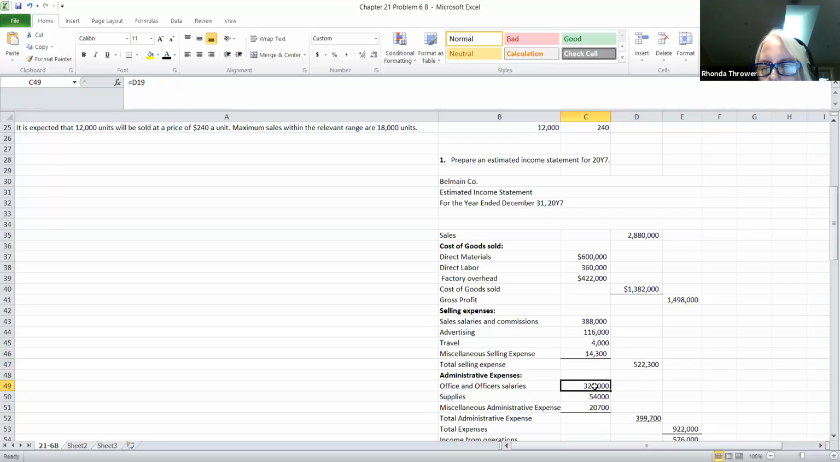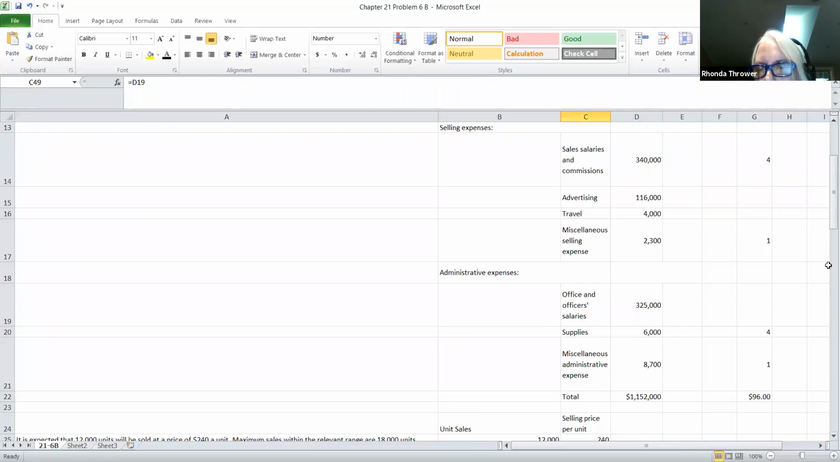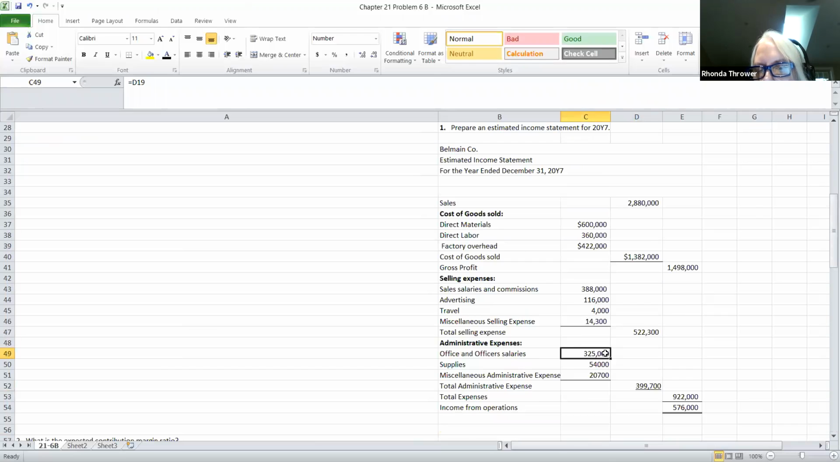And then we're going to go down and look at our administrative expenses, and we're going to do the same thing for those. Notice administrative expenses, office and officer salaries is just a fixed cost. So that 325,000 is what we put there.